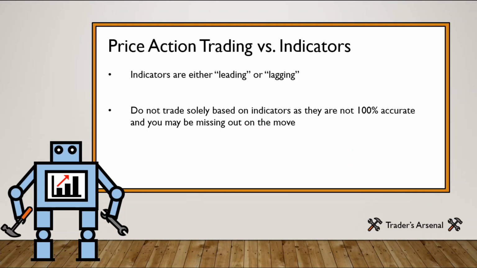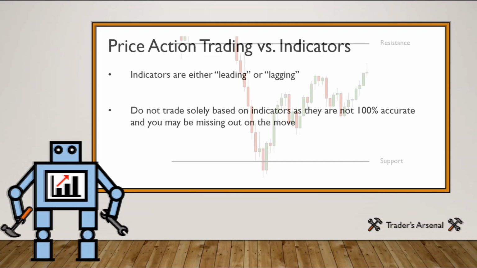Let's look at price action trading versus trading using only indicators. As some of you may know, indicators are classified as either leading or lagging indicators. Leading indicators will give you a signal before a change in price happens, while lagging indicators do the opposite, where the change in price would have already happened before a signal is given. If you are trading solely based on indicators, you might find yourself having trouble staying consistently profitable in the markets. More often than not, indicators may provide you with false signals and you may miss out on a huge chunk of the move. Hence, it might not be as reliable as you thought.